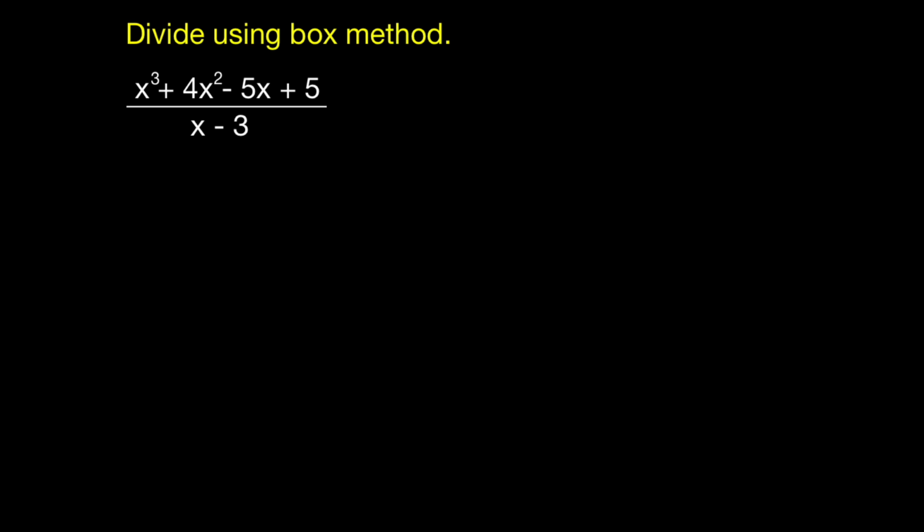Okay, for this example, I have to divide using the box method. So here's how I'm going to begin. I will create the diagram of the box, and then I'm going to get the denominator or the divisor. In this case, that's x minus 3, and I'm going to record it vertically. Next, I am going to record the first term of my numerator.